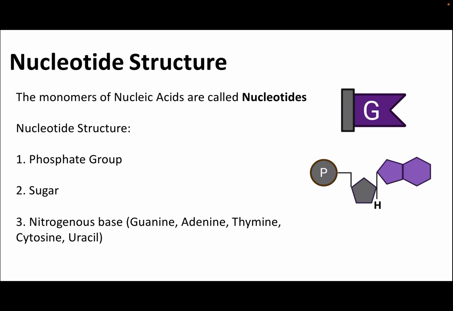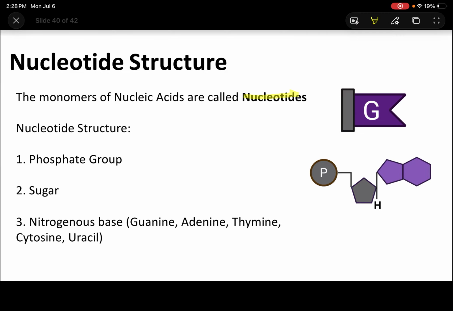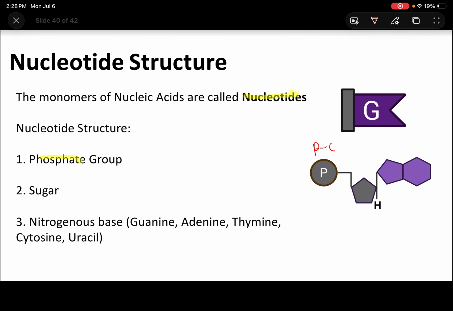Today I'm going to be talking about our final macromolecule, nucleic acids. Now, nucleic acids are made up of monomers called nucleotides, and nucleotides have a very specific structure. There is a phosphate group, so this is a little phosphorus attached to some oxygens. It has a sugar, so remember our sugars, and it has something we call a nitrogenous base.